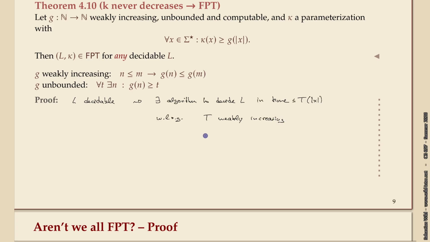And larger than x itself. So these are technical requirements, but they're easy to achieve. Because we only need an upper bound, you can just take the larger of the size of x and t if it ever was faster. And it's a weird decider that doesn't read the input. And the weakly increasing, you could just take the maximum over all running times up to sizes up to this point. So these are easy to achieve.